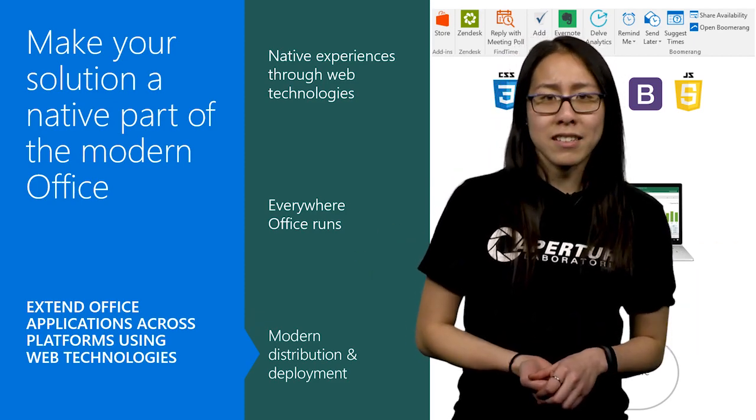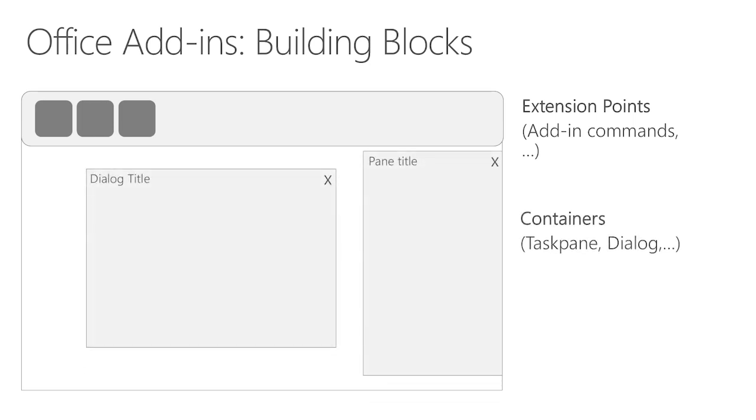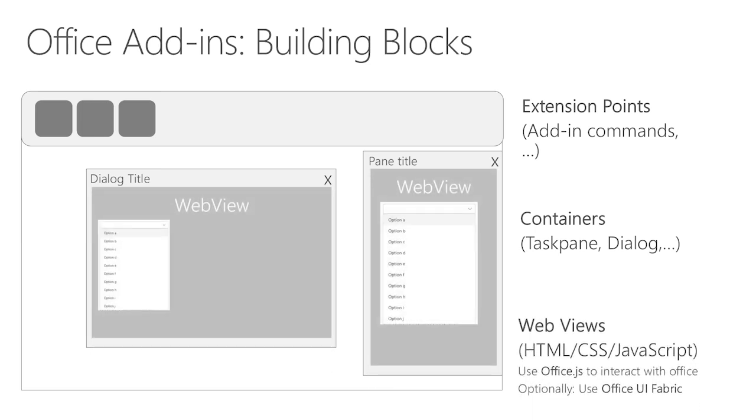So what can you build with Office add-ins? We have three main building blocks. The first are extension points. These, like buttons in the ribbon, are native hooks that we provide in the Office application that your add-in can use. The second are containers. These are the ways your add-in will be surfaced within the client. We currently support task panes and dialogs. Inside those containers, there is a web view. This is your web app, where you can create your own UI and we project it into Office. To help you create beautiful, customized solutions, we also have Office UI Fabric, which provides UI building blocks for you to use while building with us.